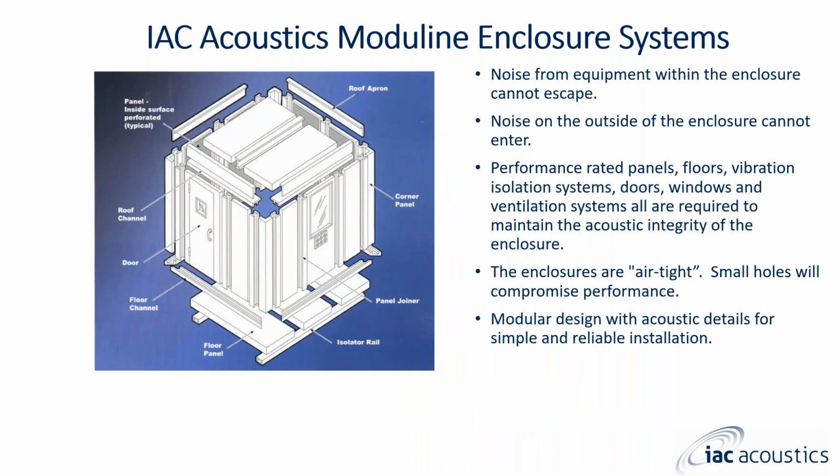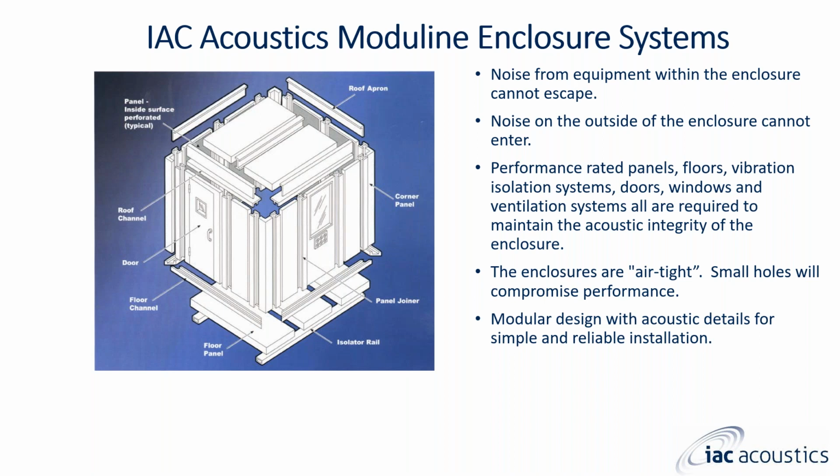And here are some of the benefits of the modular enclosure system. Noise from equipment within the enclosure cannot escape, and noise on the outside of the enclosure cannot enter. We will use a set of performance-rated panels, floor systems, vibration isolation systems, our IAC Noise-Lock doors and windows, and ventilation systems that are required to maintain the acoustic integrity of the whole enclosure system.